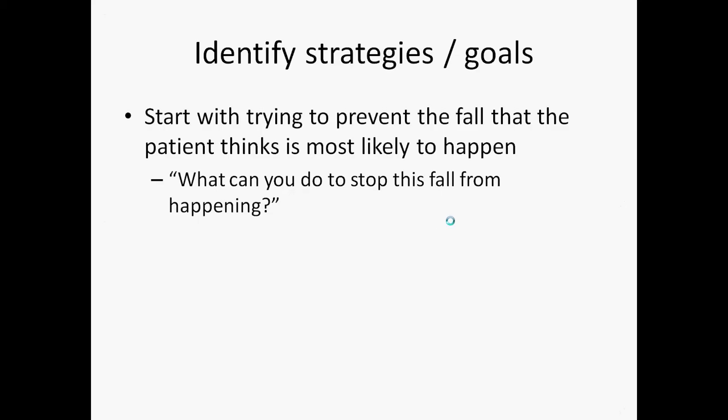When identifying strategies, start with trying to prevent the fall that the patient thinks is most likely to happen to them. Ask them, what can you do to stop this fall from happening? The hypothetical activity that we did in the self-learning activity number 1 and that we do as a part of providing the Safe Recovery Program is a very important strategy that we use to help patients focus their thoughts on identifying the most relevant strategy for their own personal circumstance.